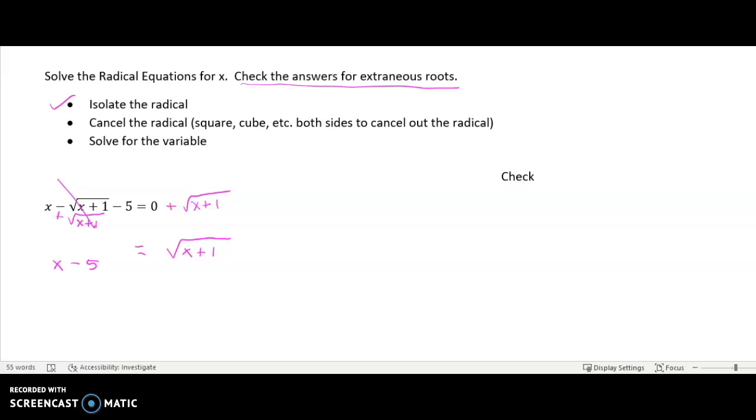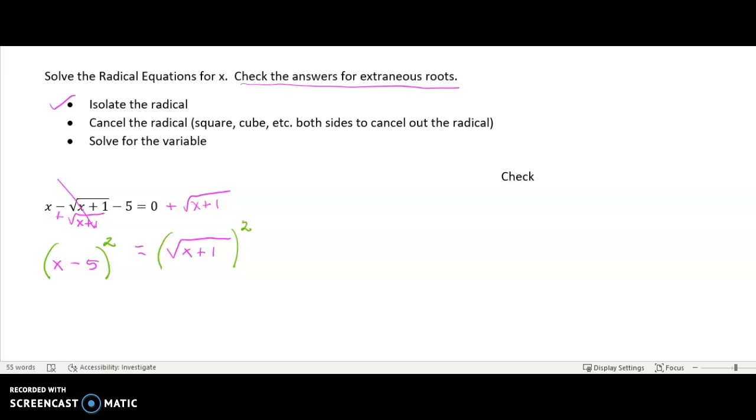Step 2, cancel the radical by squaring, cubing, whatever it takes. So since I have a square root, I'm going to need to square the square root. Squaring a square root cancels out square rooting. What I do to one side, I'll always do to the other side.